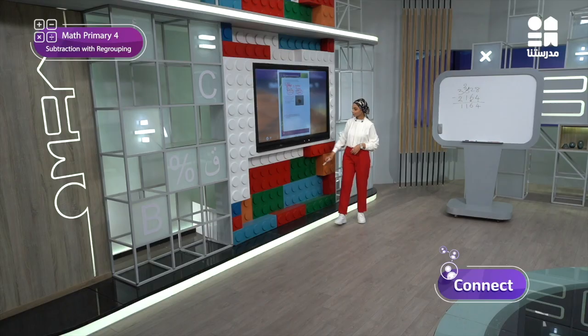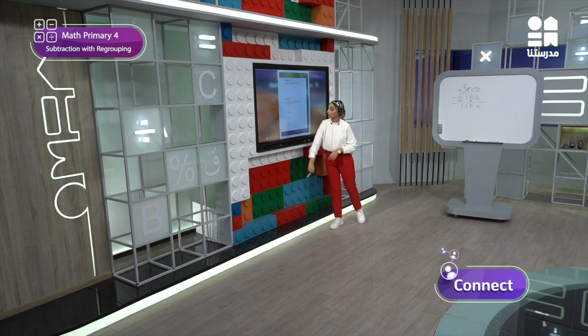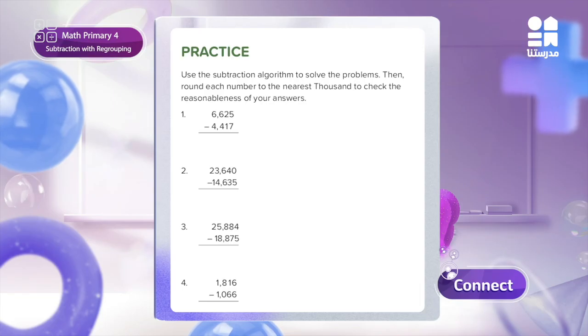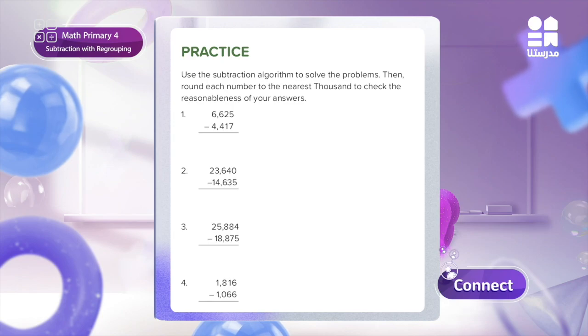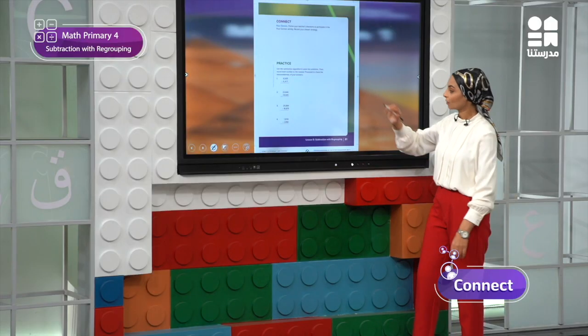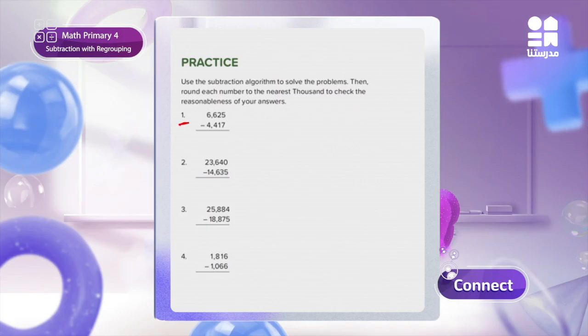Now let's move to page 81. Here is page 81. We have 4 problems here as you see, okay? Vertically in practice, and we are asked to solve them using the standard form and regrouping. Now, let's solve the first one all together. Here I have the first one.